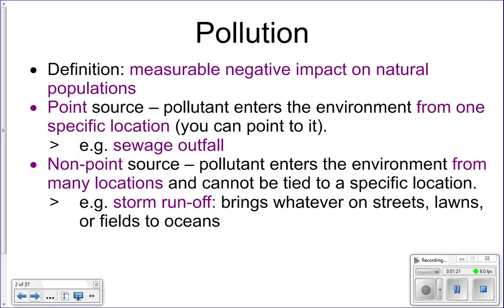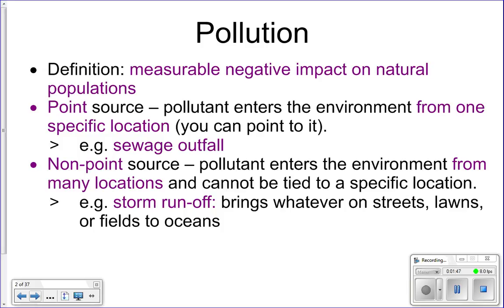And nutrients typically are a good thing, but when you get them in too high of a concentration, they become bad, and they actually become a form of pollution, because they have a measurable negative impact on natural populations. So nutrients can even be pollution. It's anything that can have a measurable negative impact. You have two types of pollutants: point source pollutants and non-point source pollutants.